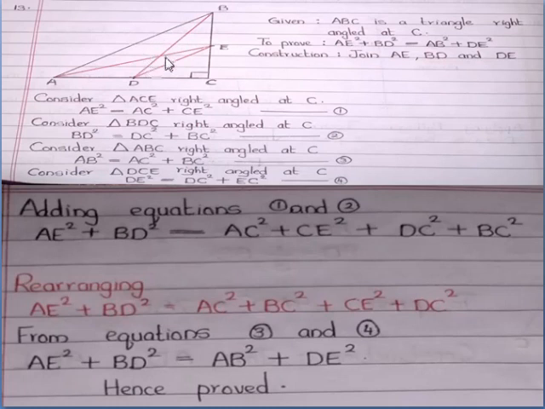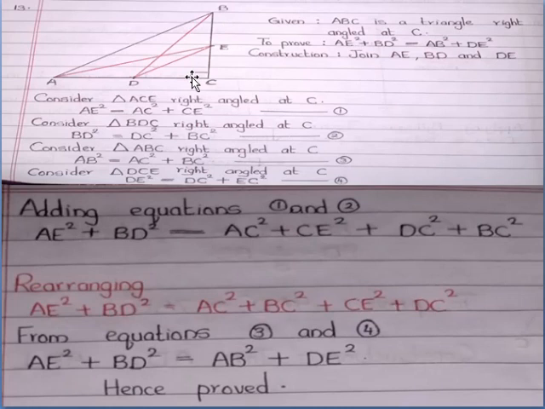Now the lines which I have drawn in red color are the lines which I constructed in the figure. You don't have these lines in your given figure. Now the construction is join AE, BD and DE. You are constructing it because you need it in your proof. Now in your question it is given that angle C is 90 degree.